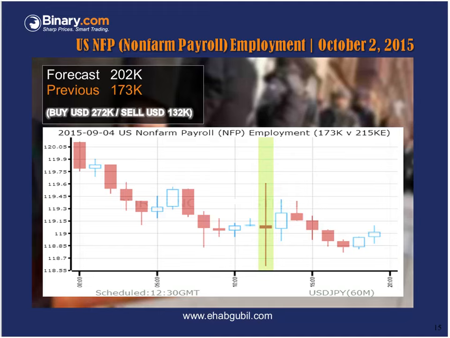On the other hand, if we get a strong non-farm payroll, 272,000 or better, and the unemployment rate falls or remains at 5.1%, the dollar could strengthen, and I would buy the dollar against other weaker currencies. So buy the dollar at 272,000 and sell at 132,000.